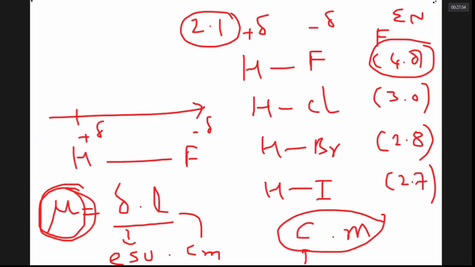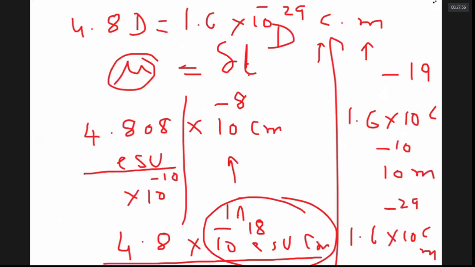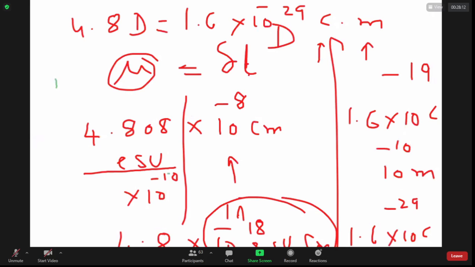In the good olden days, we said that 10 to the power minus 18 esu cm was taken as 1 debye. You can equate the old unit with the modern unit by saying 4.8 into 10 to the power minus 18 esu cm is equal to 1.6 into 10 to the power minus 29 Coulomb meters.